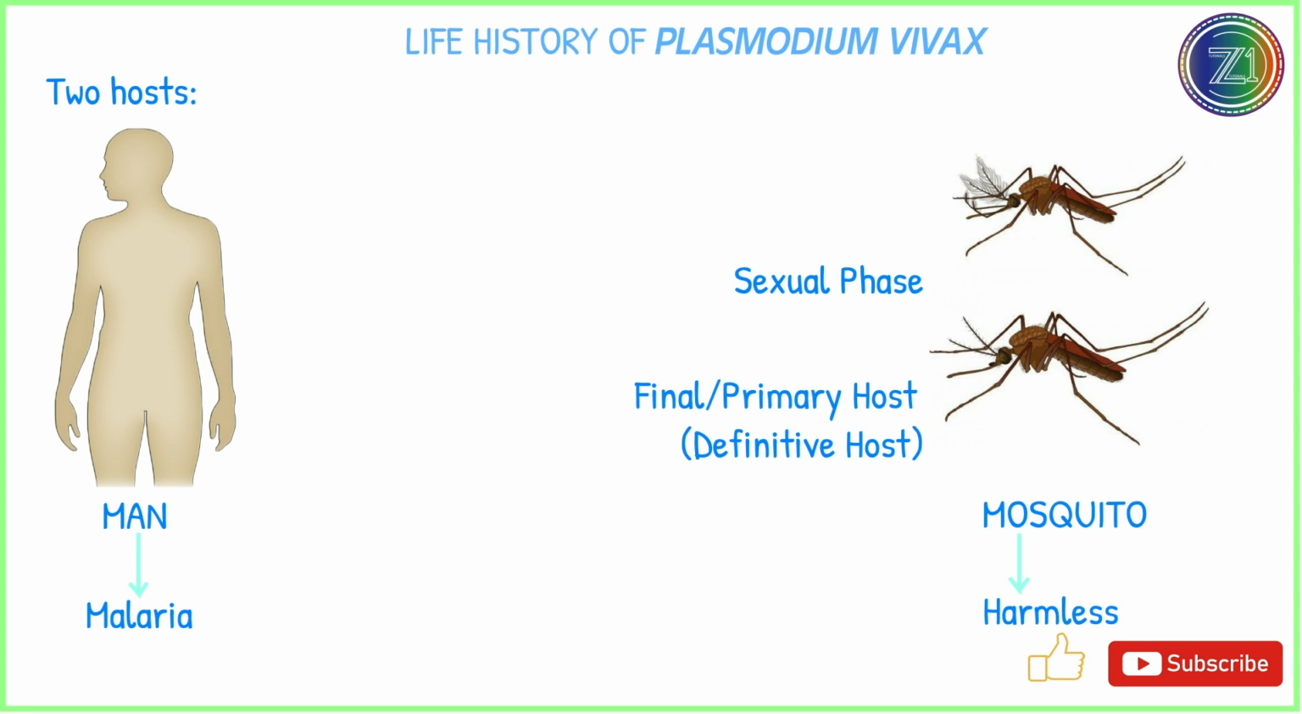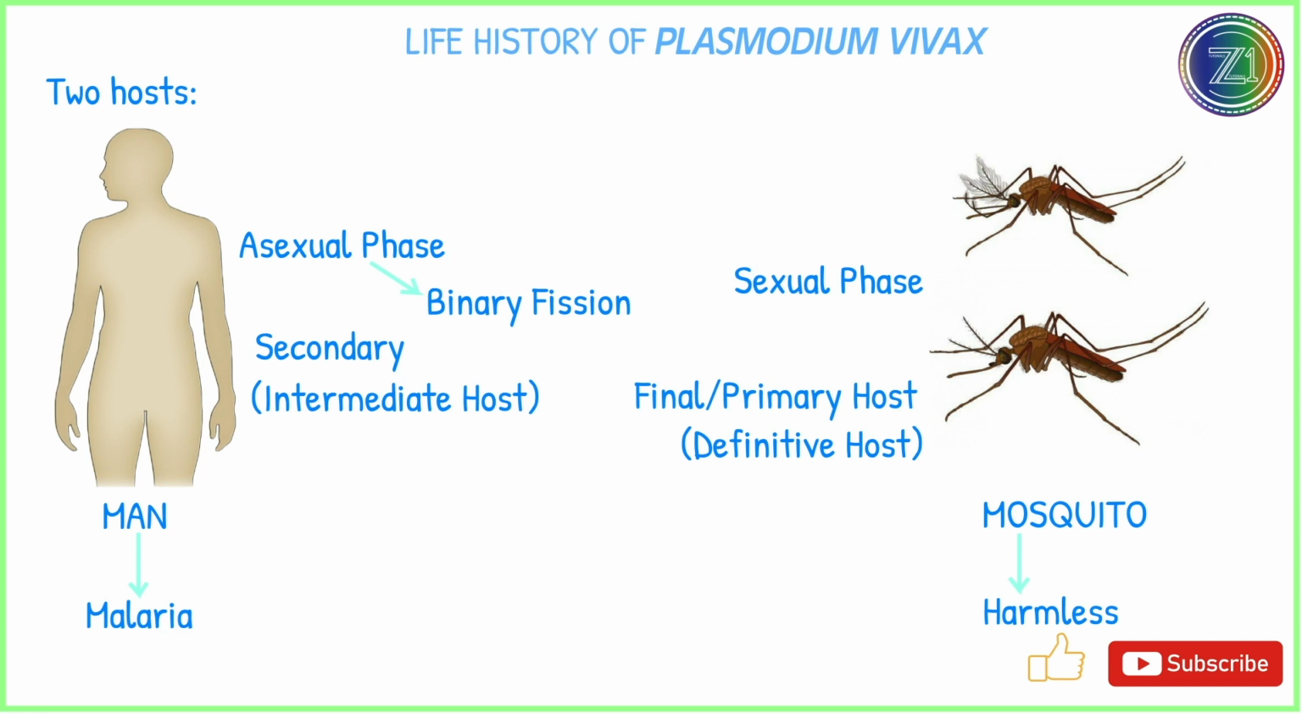Another, we talk about man, where the asexual phase is taking place. Asexual means we'll be talking about how binary fission is going to take place here. It is the asexual phase, and we call it the secondary or the intermediate host.